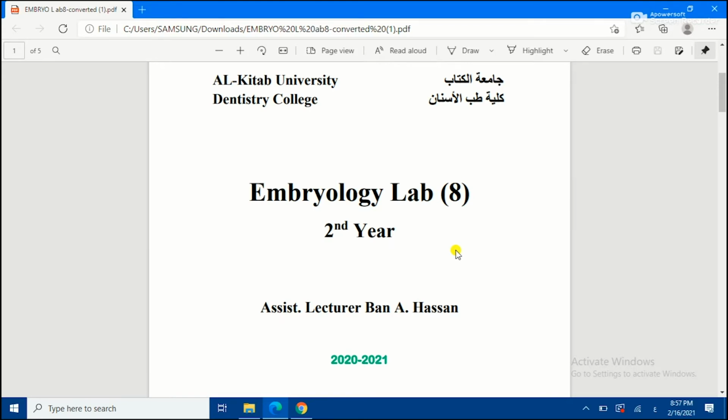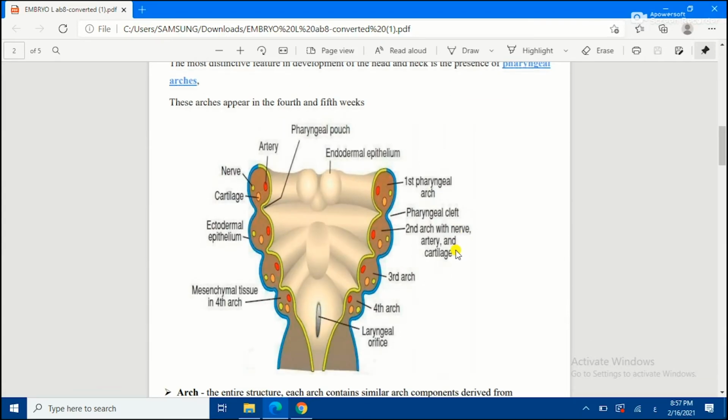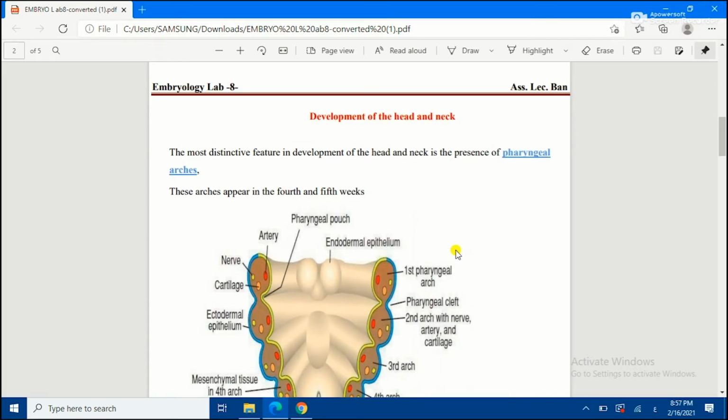Hello everybody, today we will have lab number 8 and we'll talk about the development of the head and neck. It's actually the same as we had in the theoretical lecture, okay, but we will have some figures in order to have a clear vision for it.